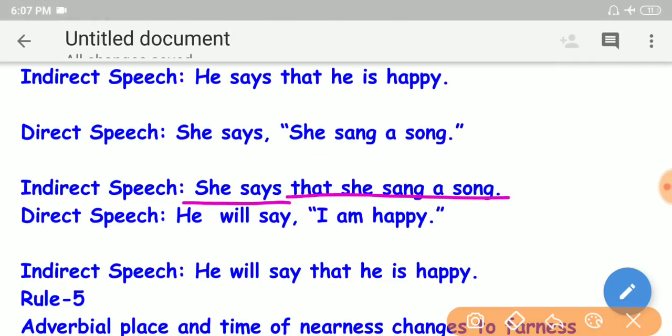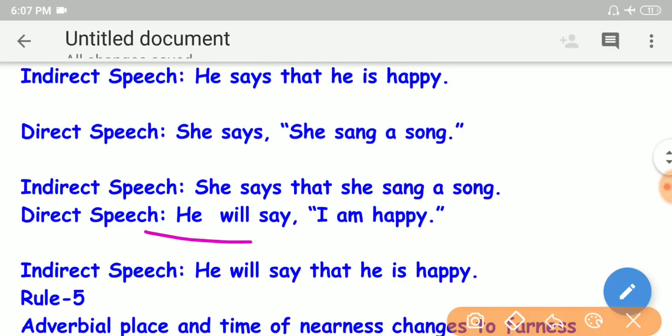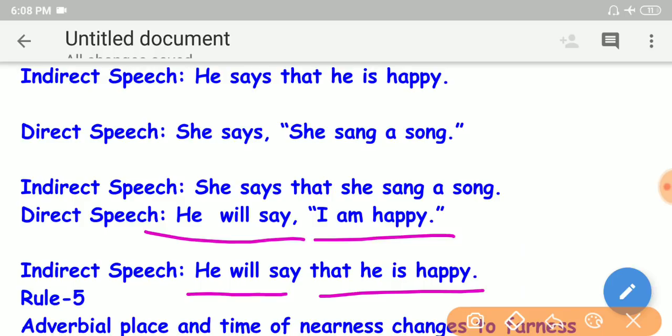Present tense again remains unchanged. The tense of the actual words in indirect speech remains unchanged when the reporting verb is in present tense, my dear friends. Like that, future tense also. He will say, "I am happy." He will say he is happy, my dear friends.